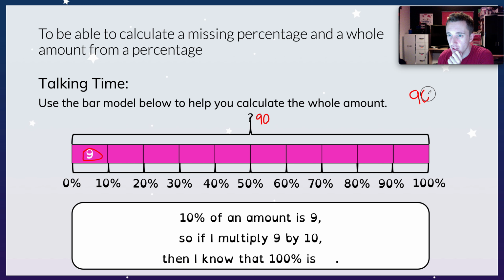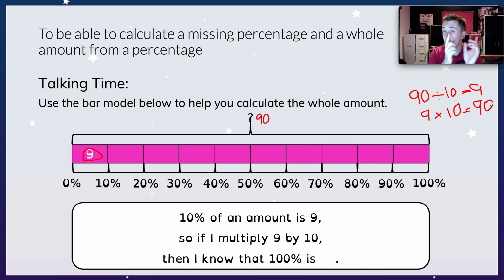To find 10%, you would do 90 divided by 10, which is 9, which is 10%. I'm asking you to do the reverse. So you're going to do 9 times 10, which gives you that original number. So you do the opposite of what you would do to find the percentage.